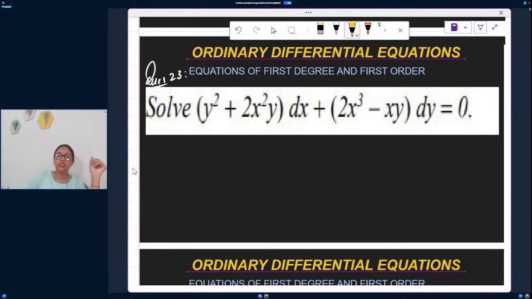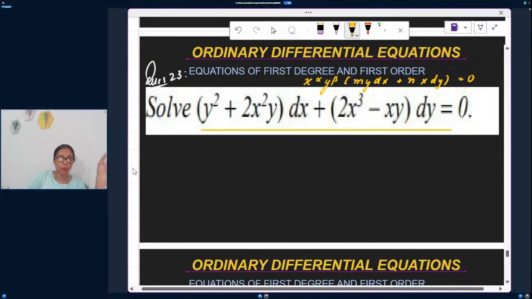So the last rule that we have is to check whether it is of the form x raised to the power alpha, y raised to the power beta, (my dx plus nx dy), which is telling you that you take x raised to the power alpha and y raised to the power beta common from the complete expression. So is it possible? Actually this form can individually work on some parts also. Let me tell you what that means. Here, in the complete expression, I cannot take x raised to power something and y raised to power something common out.